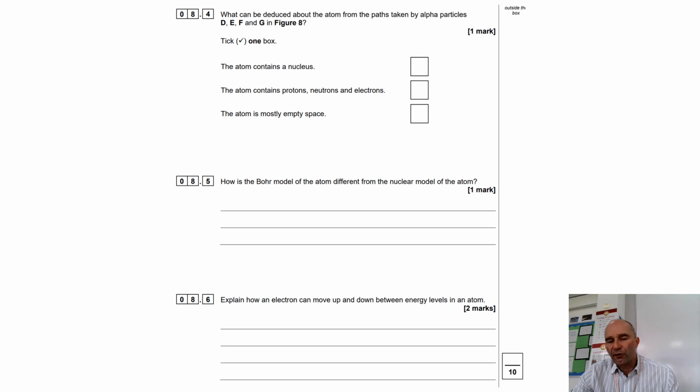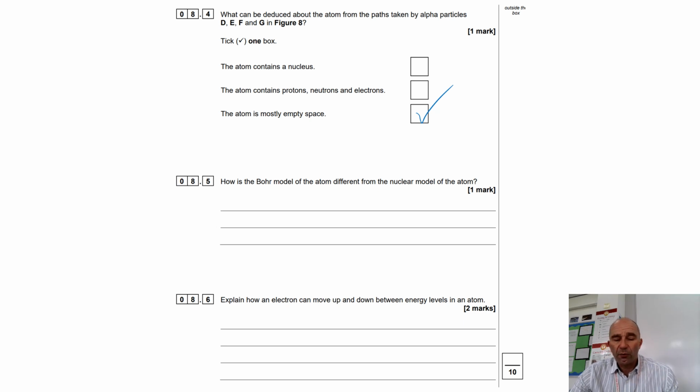8.4. What can be deduced about the atom from the path taken by alpha particles D, E, F and G in the previous figure? Tick one box. Now, those particles aren't deflected at all. That means they're just passing through empty space. That's the only answer we can go for there.